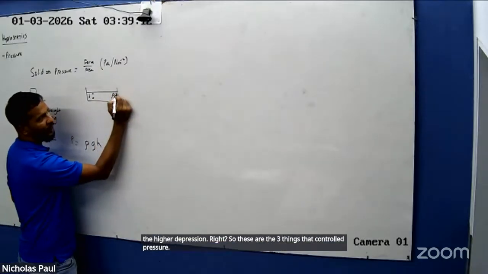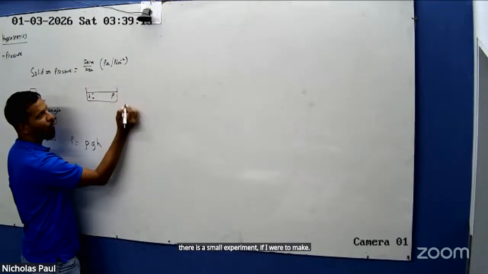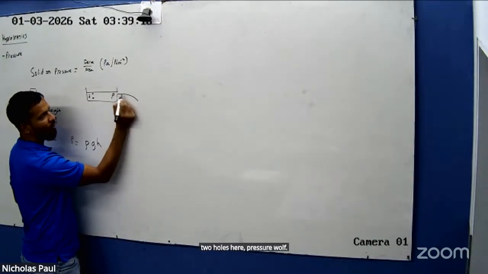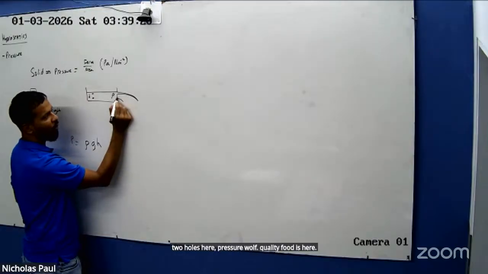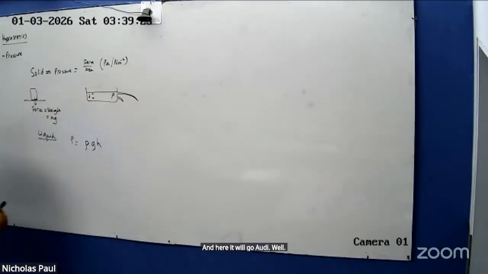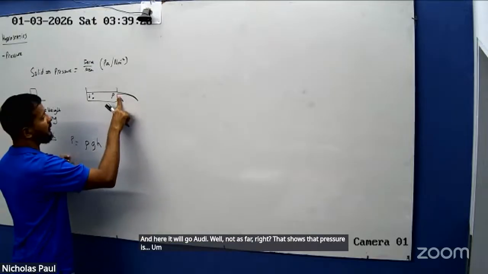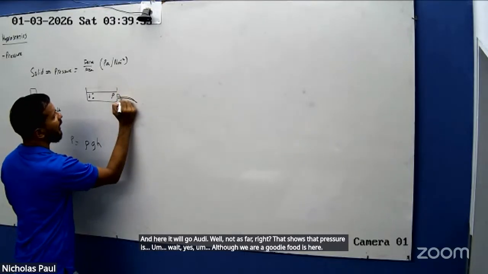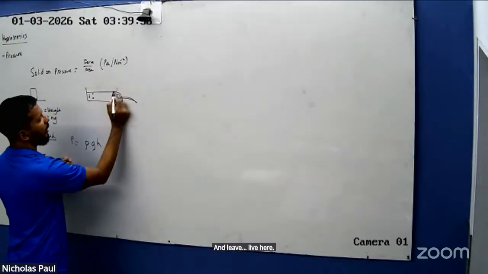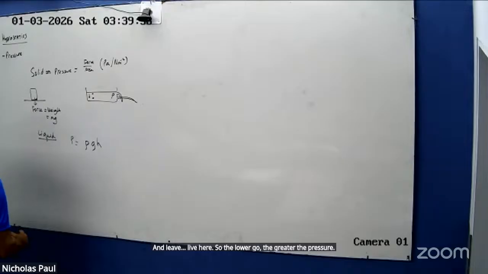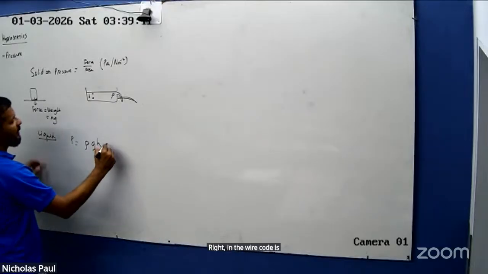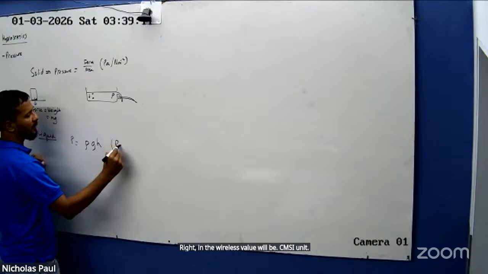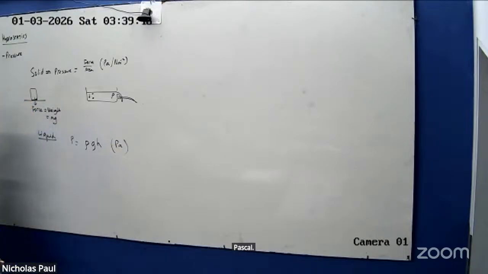There is a small experiment. If I were to make two holes here, pressure will go out the furthest here. And here it will go out the, well, not as far, right? That shows that pressure is, wait, this is wrong. Other way around. It will go the furthest here and least here. So the lower you go, the greater the pressure. Right? The lower you go, the greater this value will be. Same SI unit, Pascal. Nice. So you need to remember those two things.